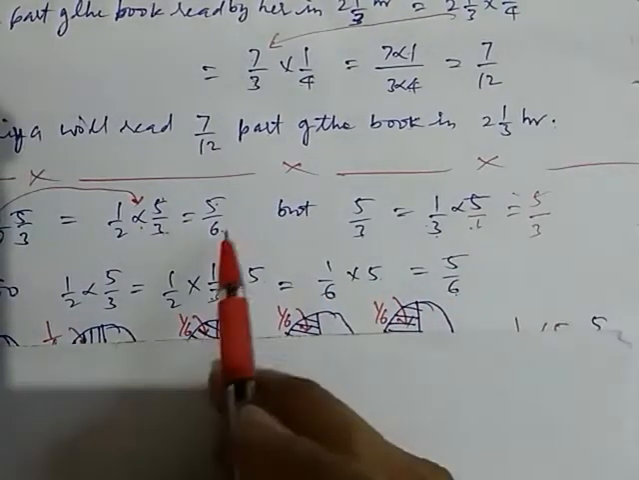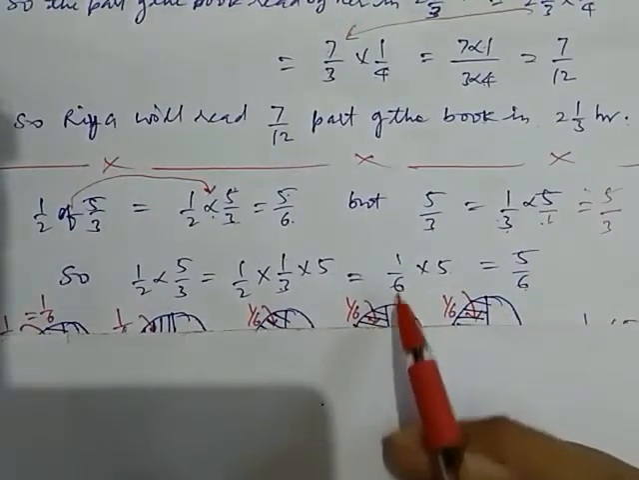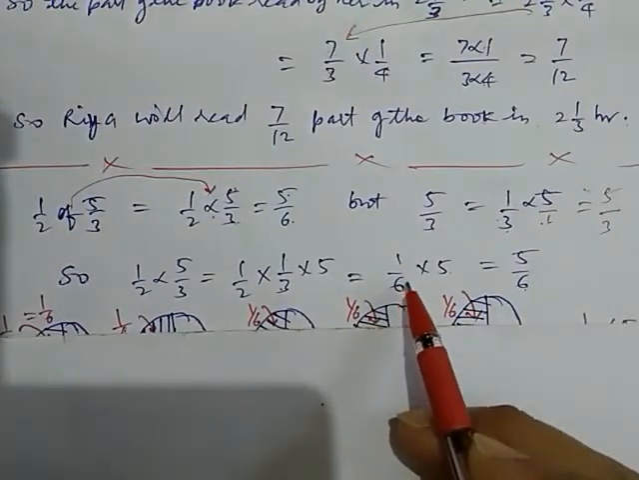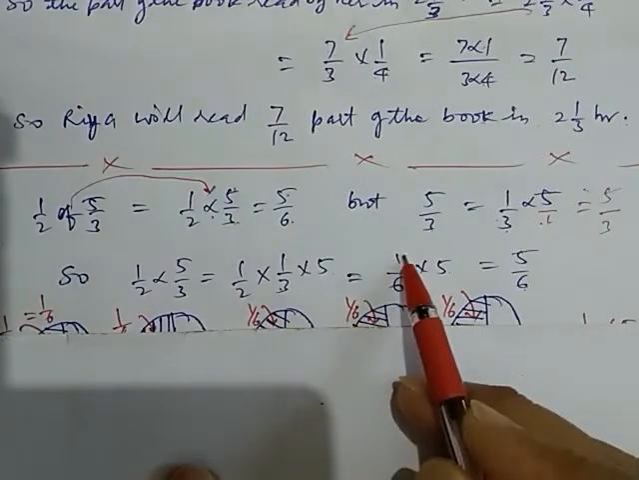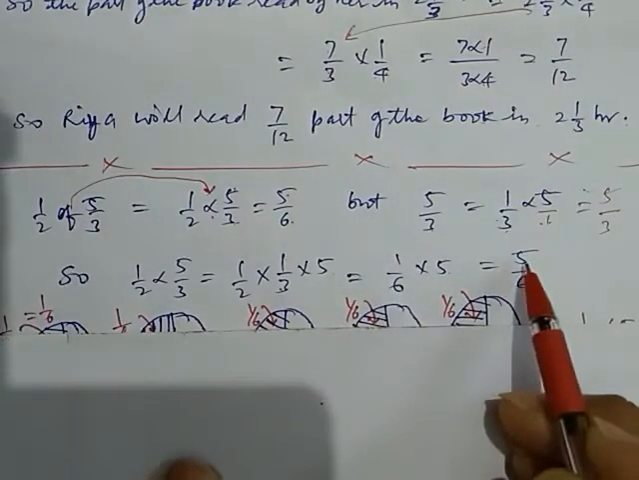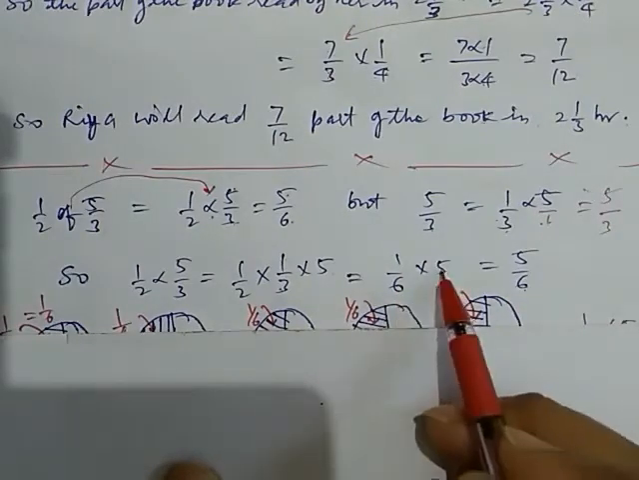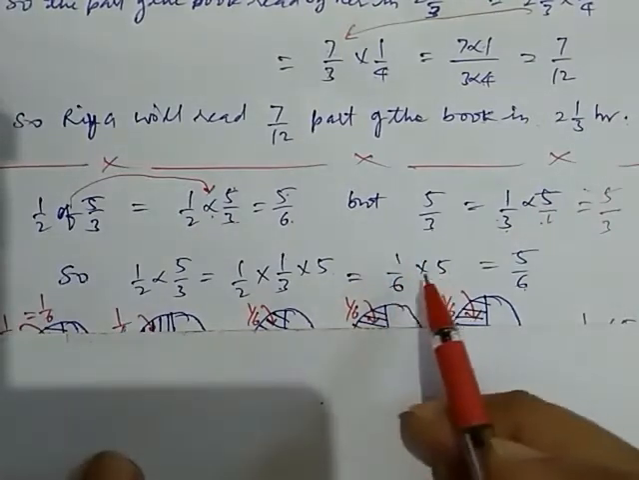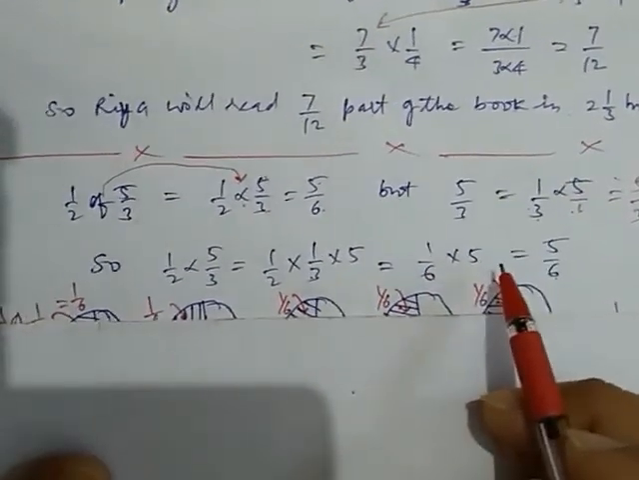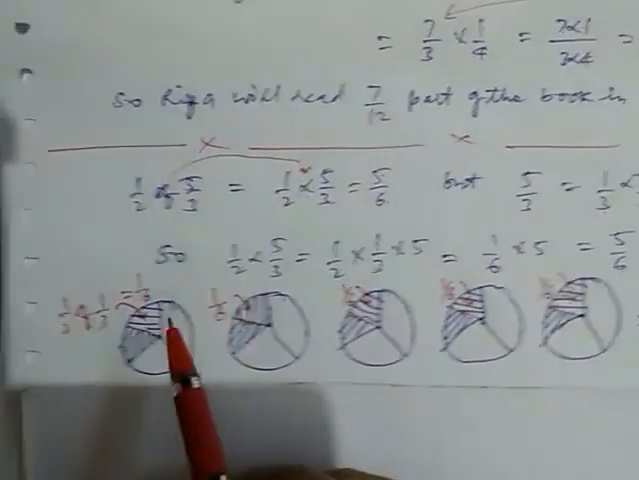Okay. So how does this 5 by 6 come? In this way. Here the meaning is: 1 by 6 means 6 total parts and we consider only 1 part. But when we want to write 5 by 6, it means we consider 5 parts of 1/6. This is clearly explained by these figures. So we take the figures.